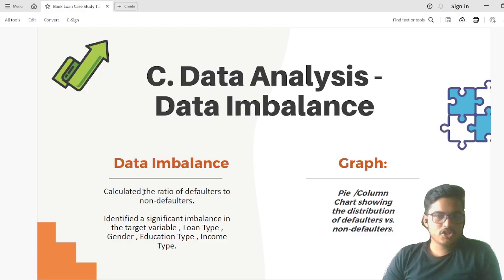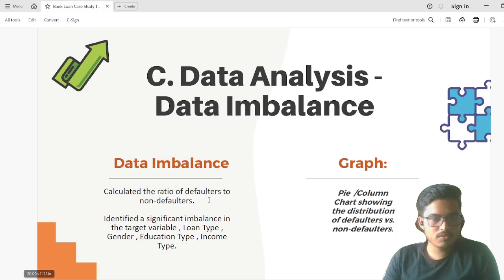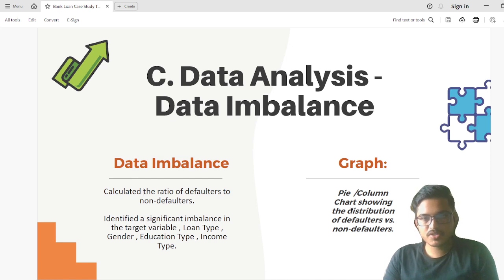So we have calculated the ratio of defaulters to non-defaulters, identified the segments like the target variable: defaulters and non-defaulters, loan type, what types of loans are given, the gender type, the education type, and the income type. To represent this, we used a pie chart or column chart, whichever is best suited for our data set. If the data is small, we used the pie chart; if it is long, we used the column chart. It shows the distribution of defaulters versus non-defaulters.